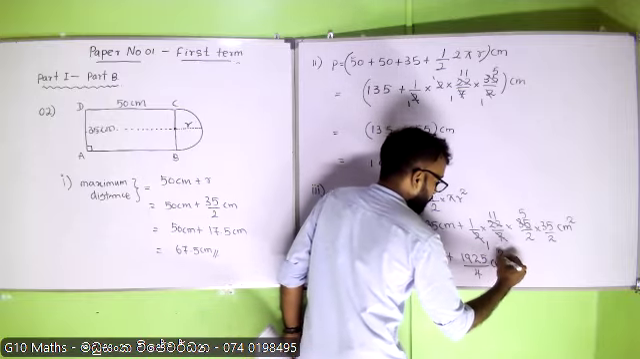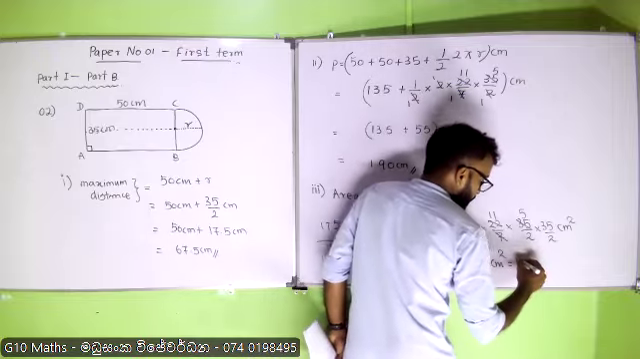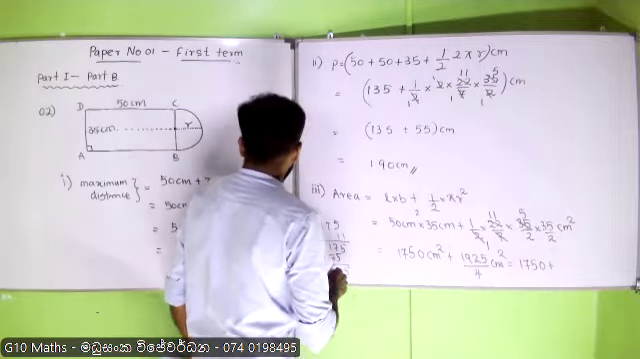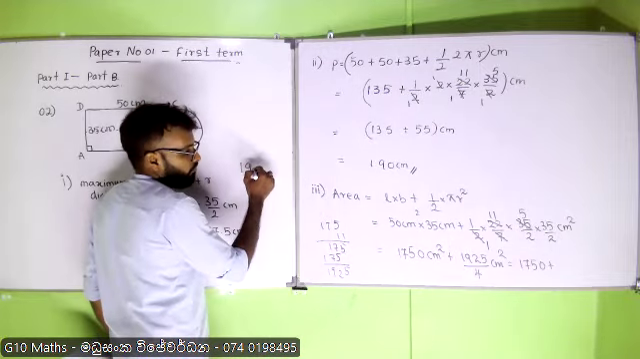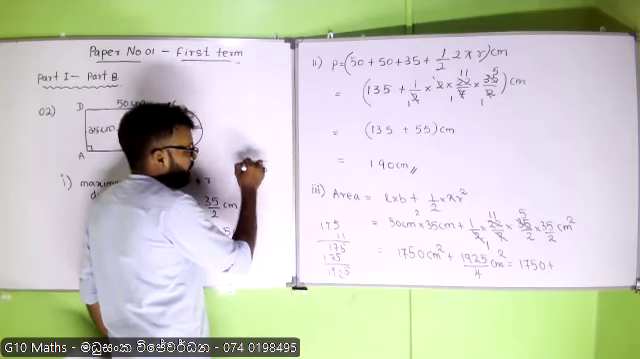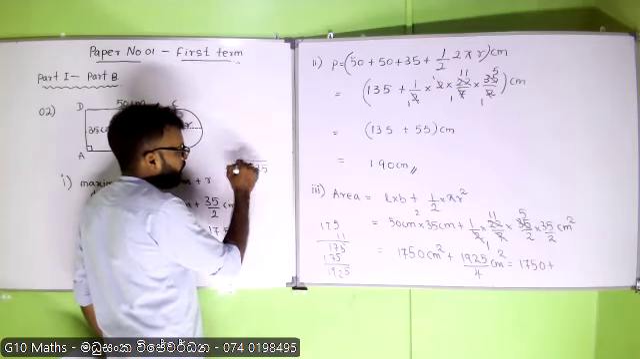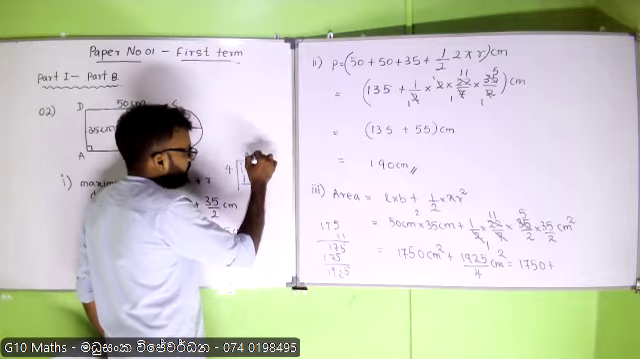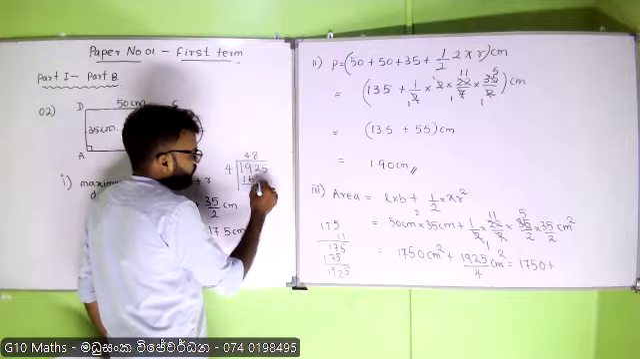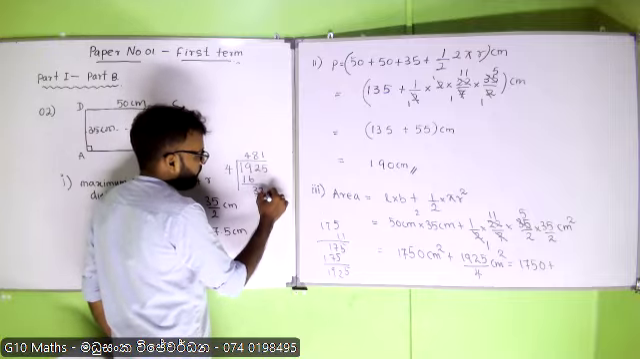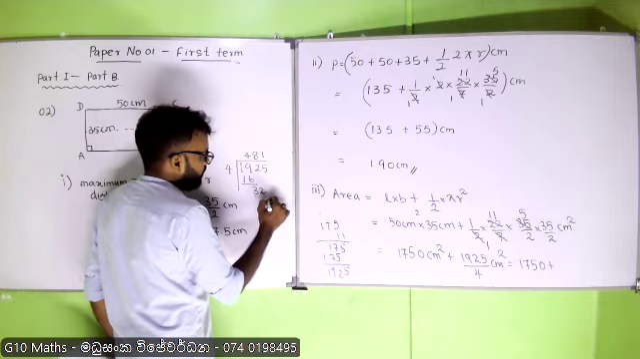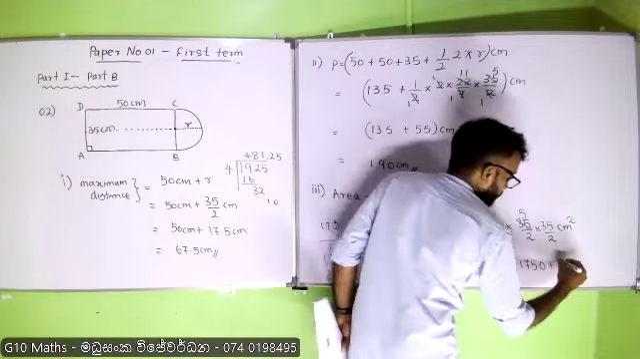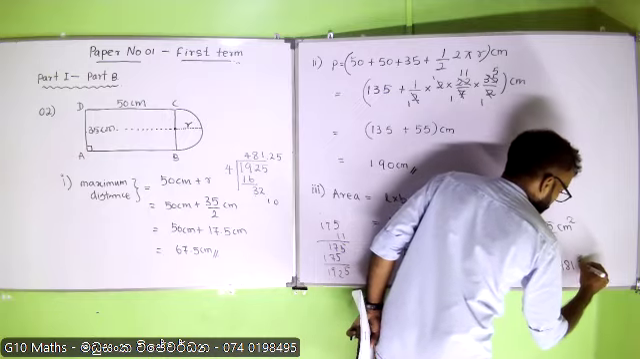So the 1750 plus this, divide by 4. 4 times 4, 16. 4 times 8, 32. Then 4 times 1, this. So you have to get the subtraction. Yes, 481.25.